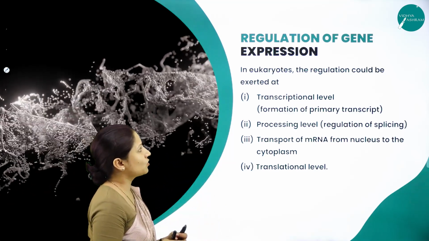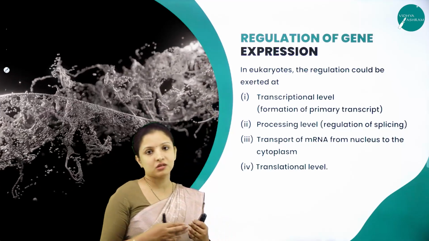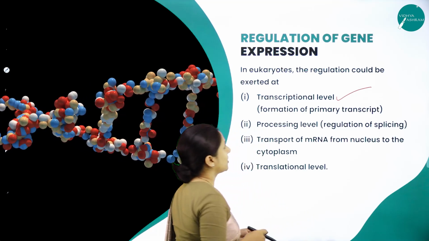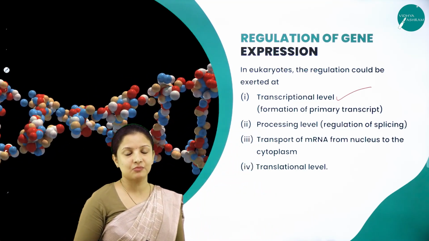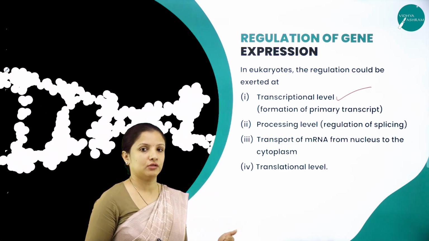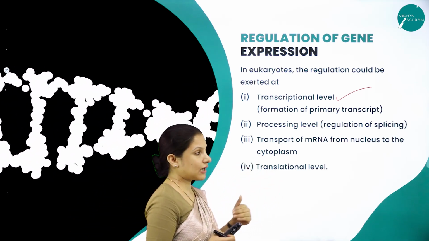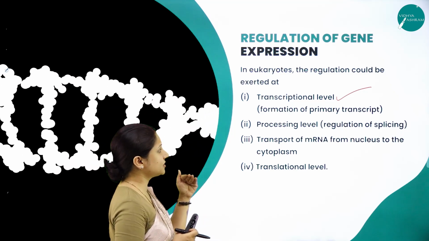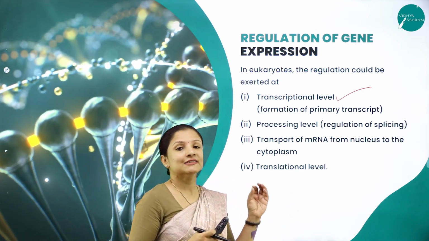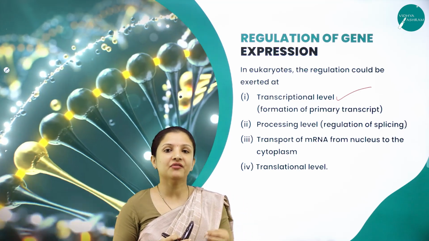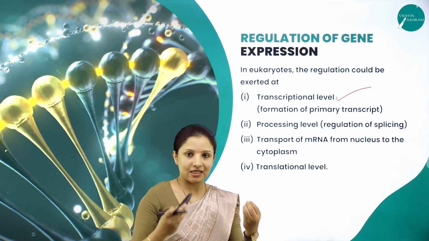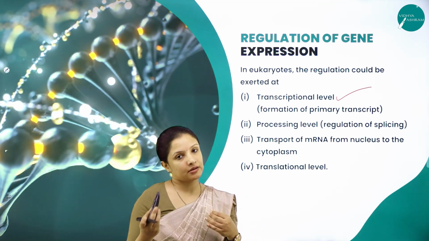In eukaryotes, the regulation of gene expression takes place at the following levels. First is the transcription level, wherein the formation of the primary transcript, that is the formation of the mRNA, takes place. You have learnt about that. You can visit the previous sessions to have a look at it. Next is the processing level, which is regulation of splicing. As I told you, whatever introns are there need to be removed from the coding sequences.